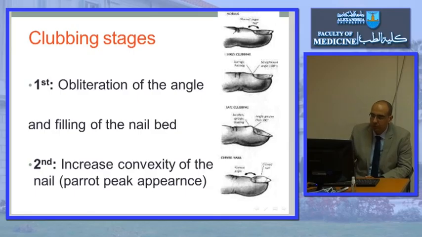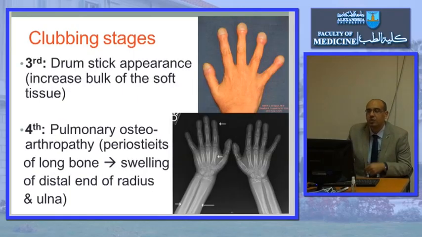It will make it like a parrot beak appearance. Third stage, there is more tissue, but now it will go to the periphery, to the sides. In the previous stage it goes up and then it goes to the sides. It will make it like a drumstick appearance. The fourth stage is called pulmonary osteoarthropathy.